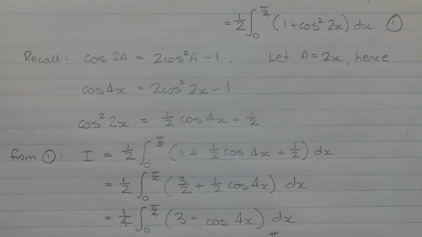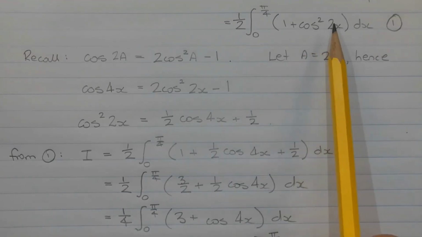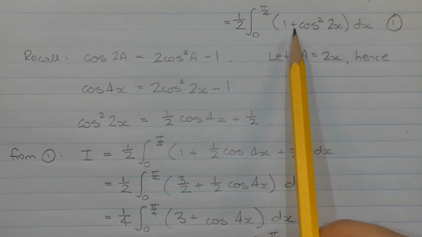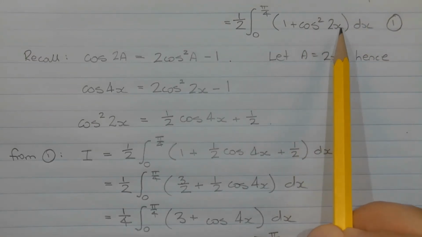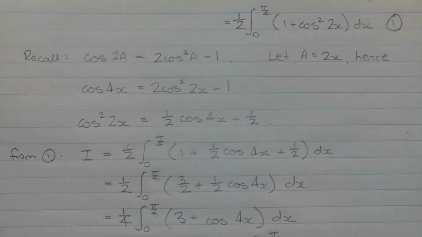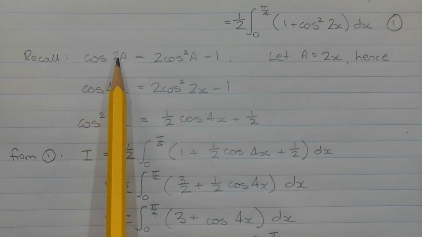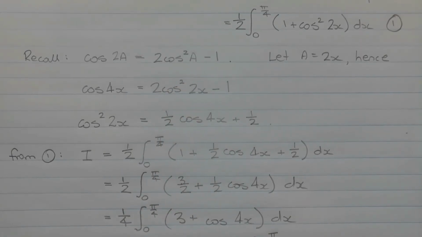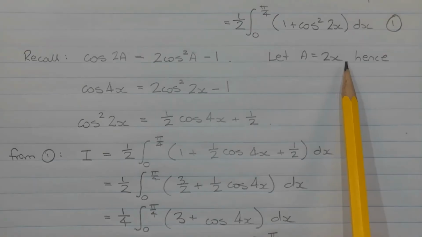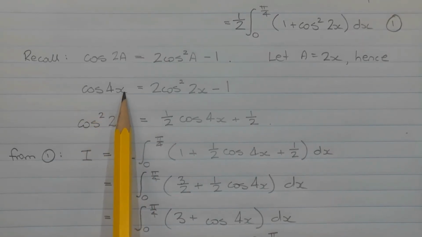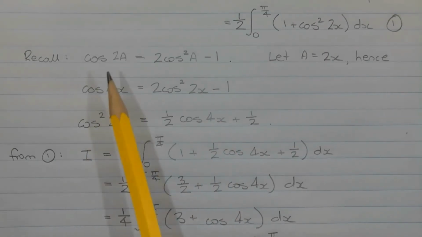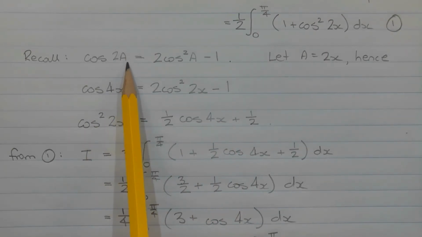Now the problem that we have here is integrating cos squared 2x. So we'll need to use a double angle identity to express cos squared 2x in terms of a double angle. Now recall that cos 2a is equal to 2 times cos squared a minus 1. And let a equal 2x. Hence, cos 4x is equal to 2 times cos squared 2x minus 1. We get that just by replacing the a with 2x, and 2 times 2x is 4x.